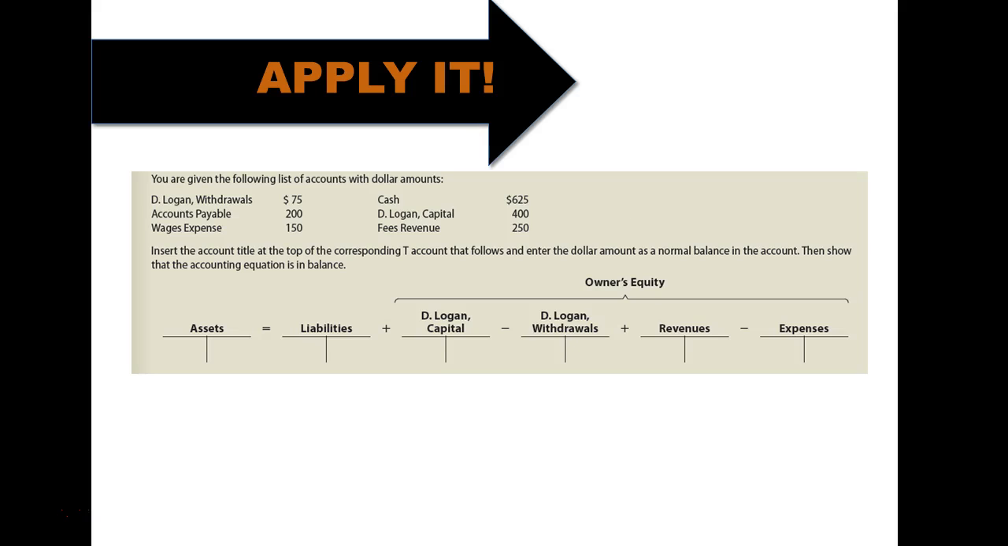So let's look at this one, and then after we do this one, we're going to jump to the exercises in the book and do some of those. So this says here, you're given the following list of accounts with dollar amounts. We're going to insert the account title at the top of the corresponding T accounts and enter the dollar amount as a normal balance in the account. Then we're going to show the accounting equation. So we've got a list of accounts with dollar amounts.